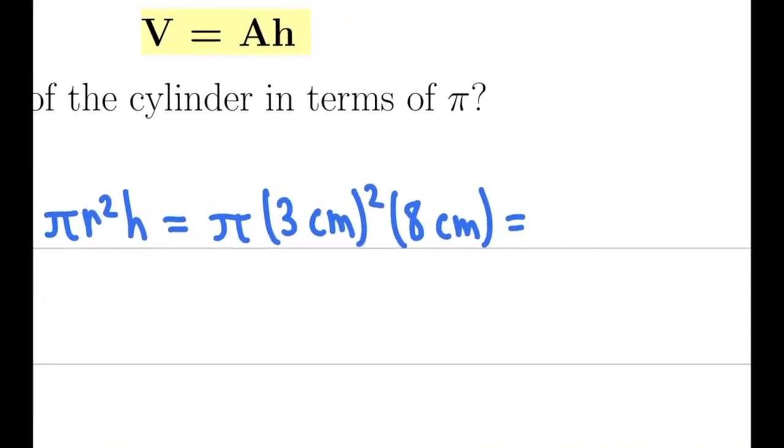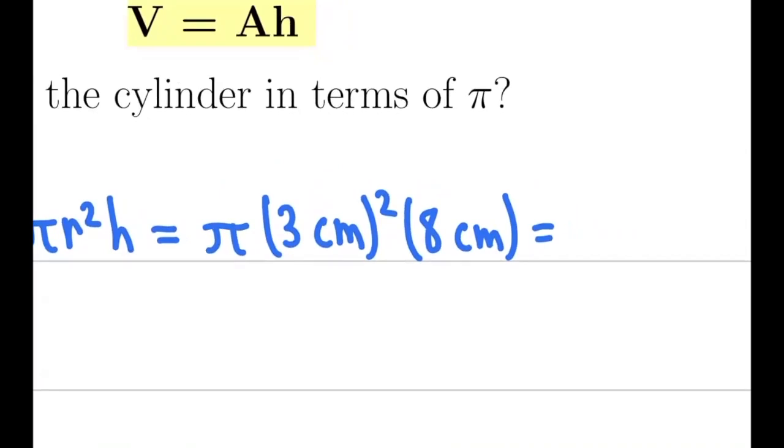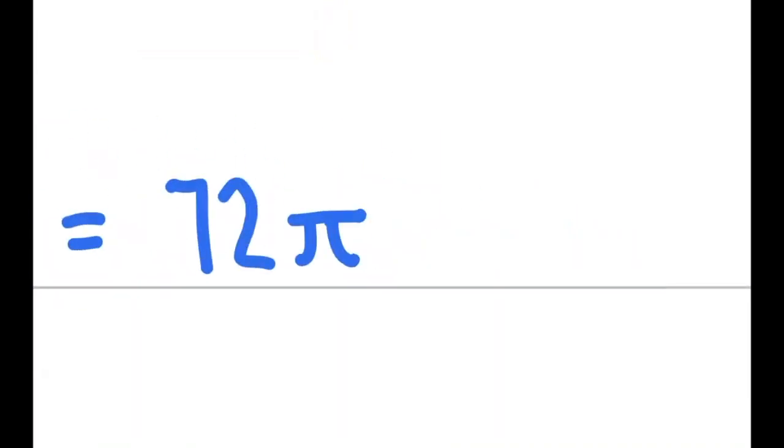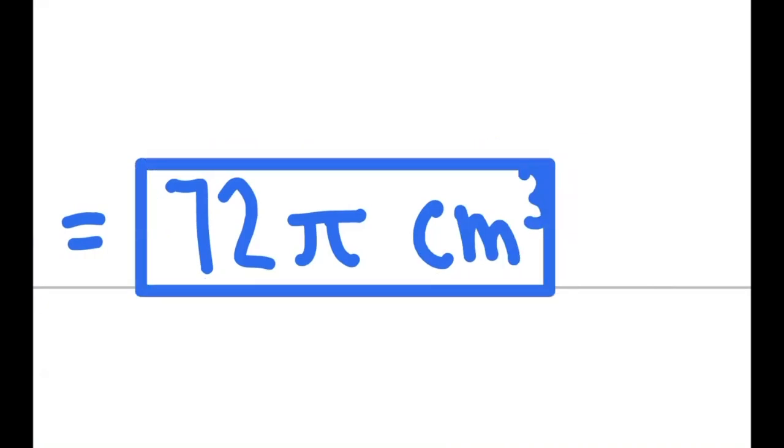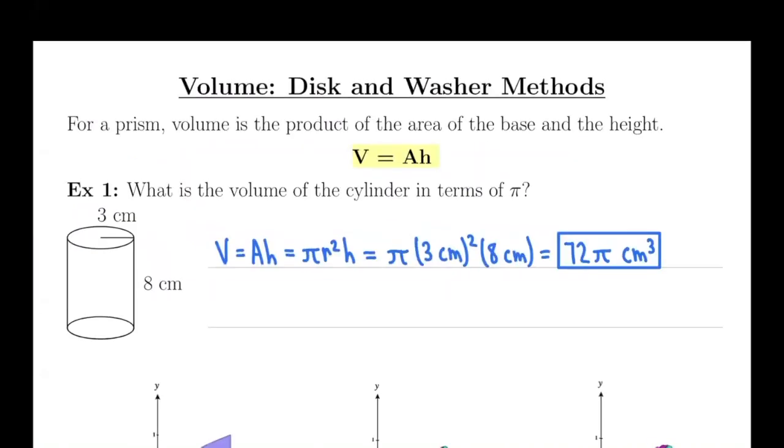Wow, unbelievable. So 72 pi. Yeah, 3 squared is 9, and then times 8 is 72, and square centimeters times centimeters is cubic centimeters. So we have 72 pi cubic centimeters. Indeed. So that's the volume of this cylinder in terms of pi, of course.